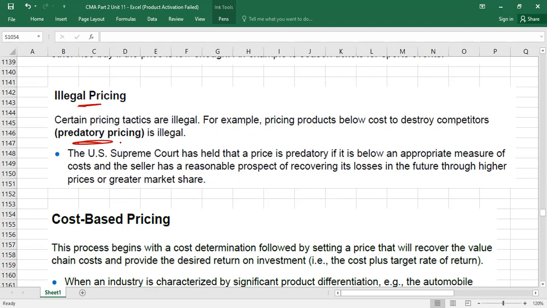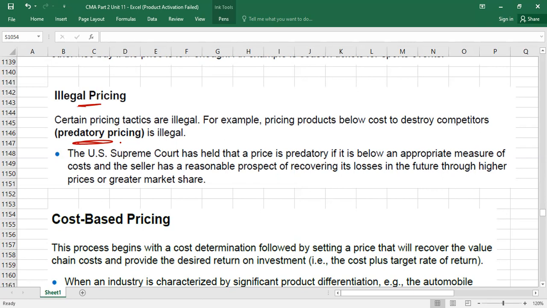What is predatory pricing? Sometimes, as a supplier, you are ready to sell your product below the cost. Why are you ready to take losses? The reason is that maybe you want to destroy the competitors. So this is called predatory pricing. Predatory pricing means when we sell the product below the cost, right or wrong, even when you are not recovering the cost of the product. That is called predatory pricing, and it is also illegal, right?